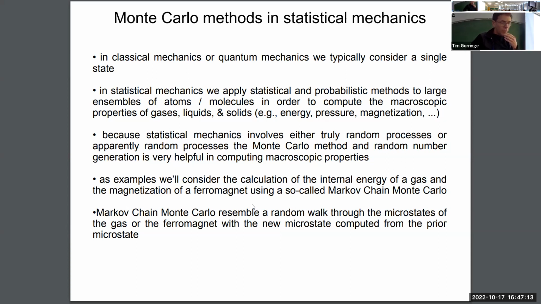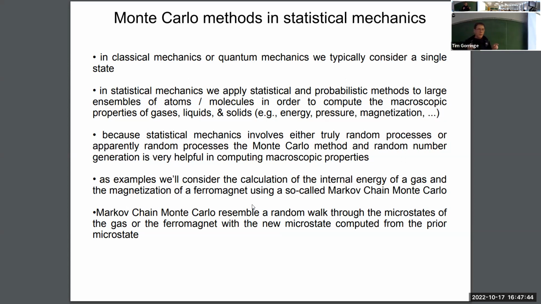And then the one that we'll do on Wednesday is we're going to think about a solid ferromagnet, say iron or cobalt or nickel, and we're going to calculate the magnetization of the iron using Monte Carlo methods. So these are two relatively straightforward applications of Monte Carlo methods to macroscopic systems of solids or gases.